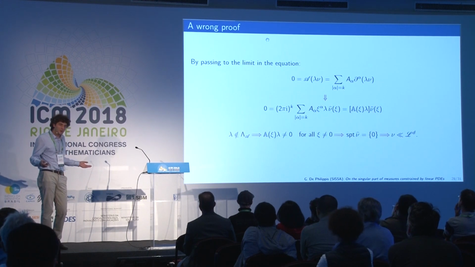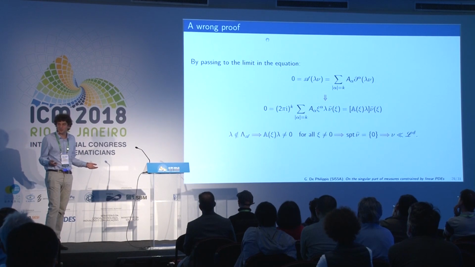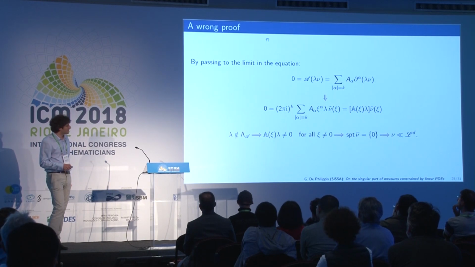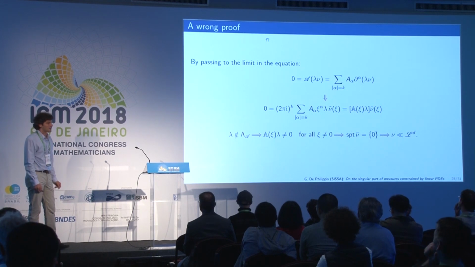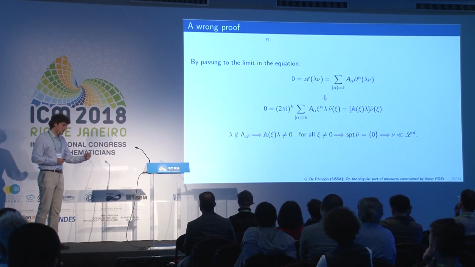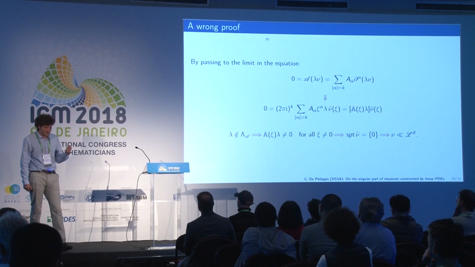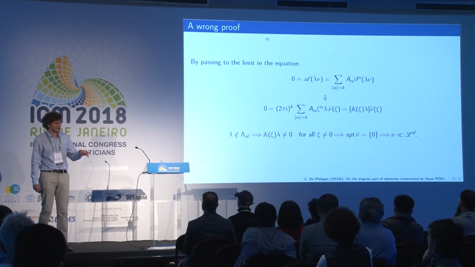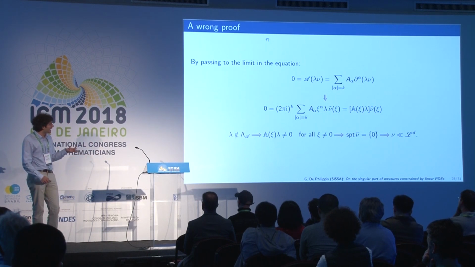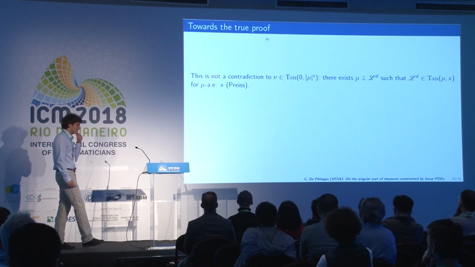But now there are very few distributions whose Fourier transform is supported at 0, and in particular, they all come from measures which are absolutely continuous with respect to the Lebesgue measure. So we are zooming in around a point where the singular part was predominant, and we end up with something which is absolutely continuous. So we might think that this is not possible. Unfortunately, this is not the case.